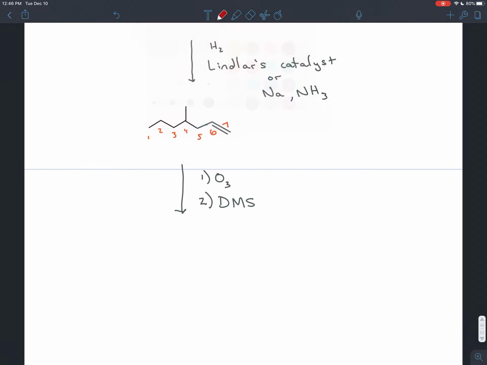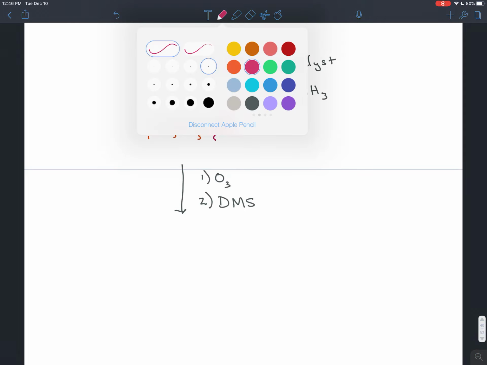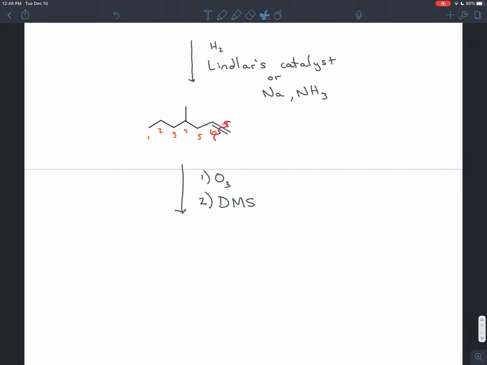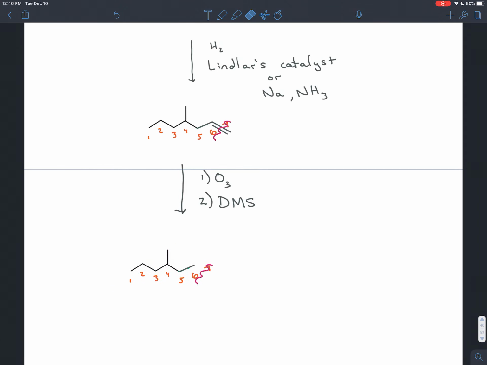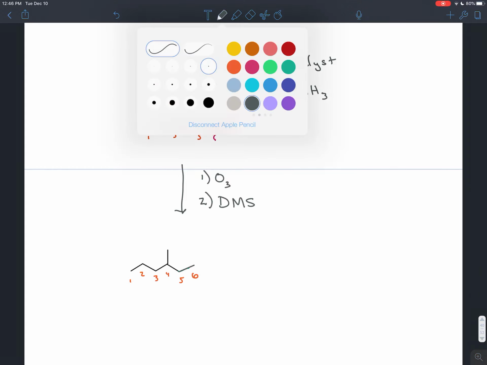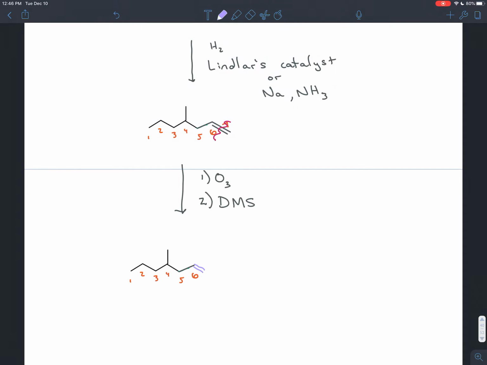That will cleave this bond and give us aldehydes or ketones. So here, we'll have our 6 carbons. On the 6th one, we'll have the double bond to the oxygen, and then we have that one other carbon that ends up being the smallest aldehyde, formaldehyde.